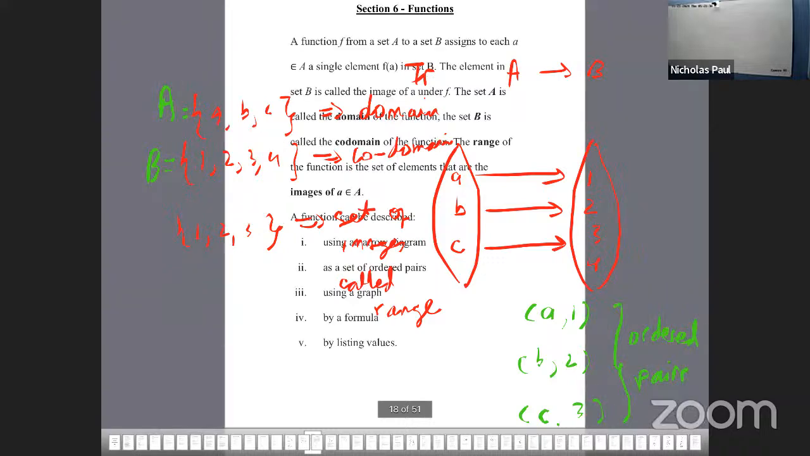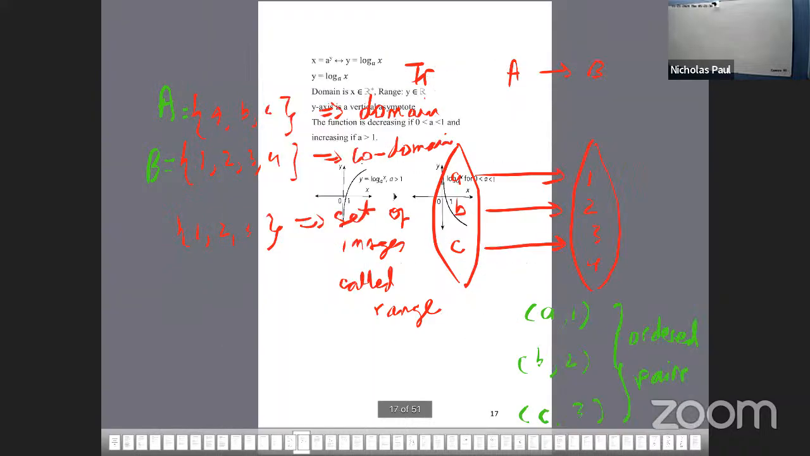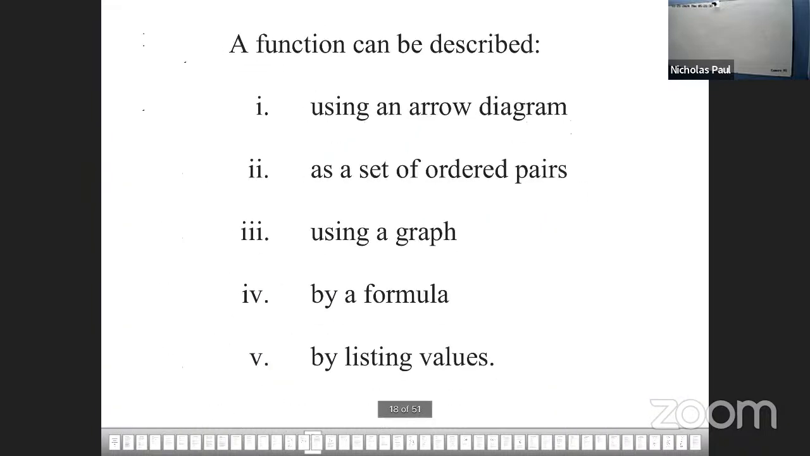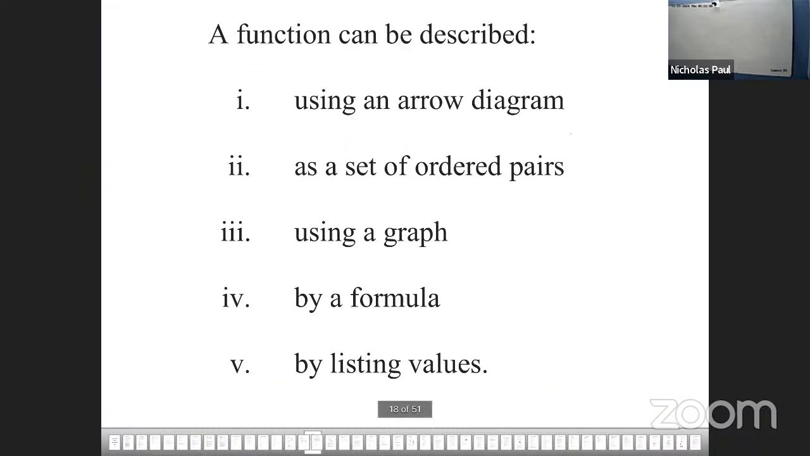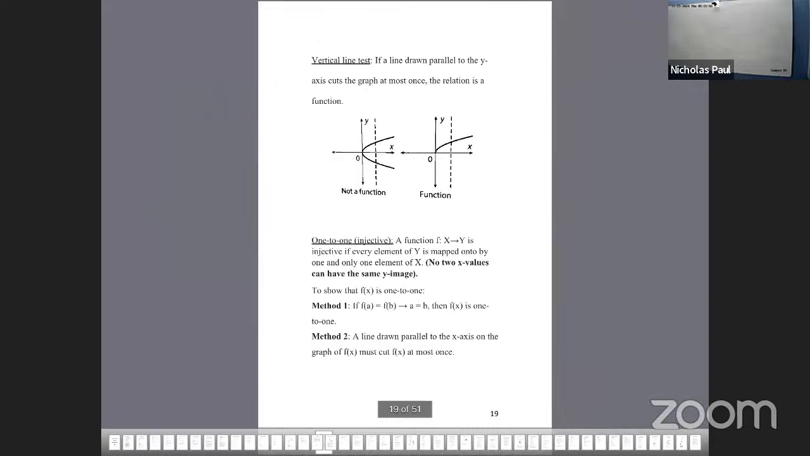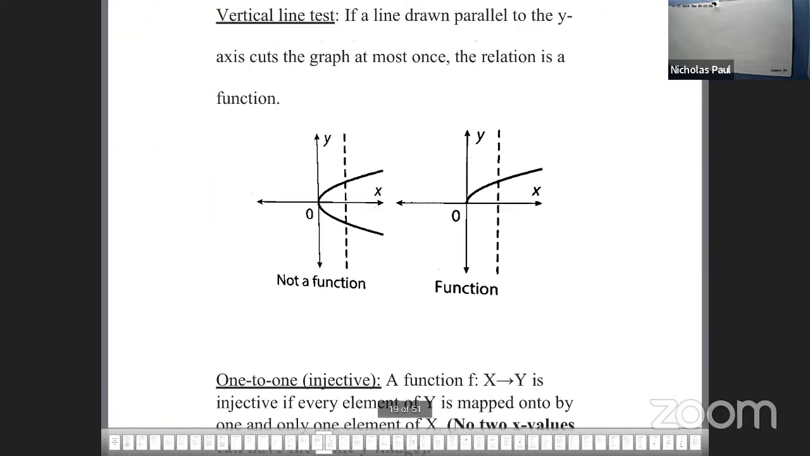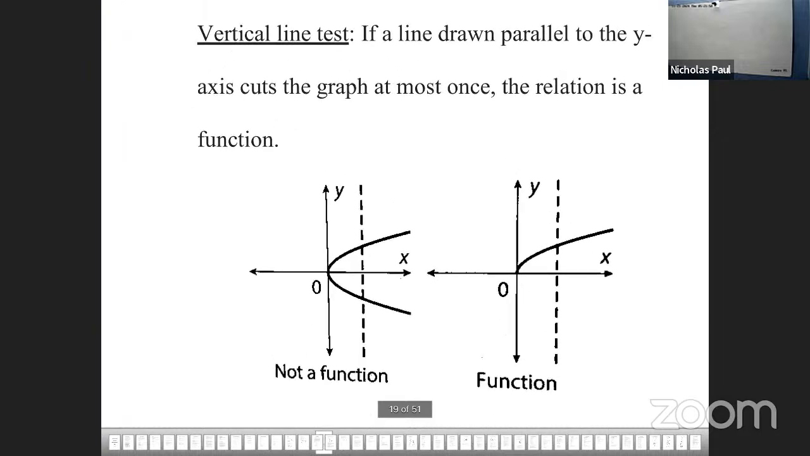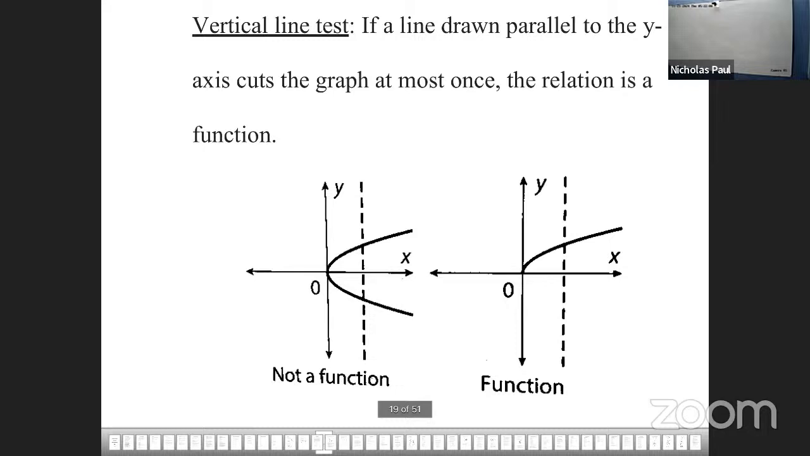All right, nice. How do we represent a function? A function can be described using arrow diagrams, like I showed you just now. That's a relation diagram. Functions can be described using ordered pairs. A function can be described using a graph, a formula, or a list of values. Okay? Right. So we have a test that we use to determine if a function actually exists.